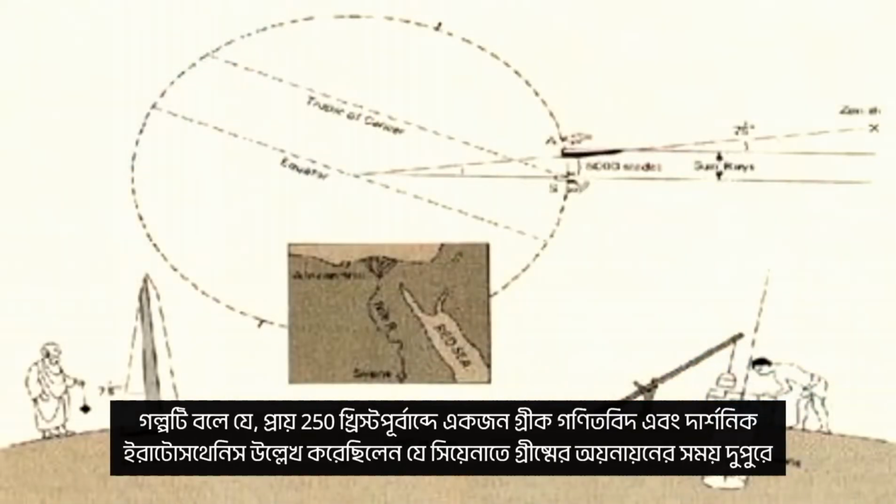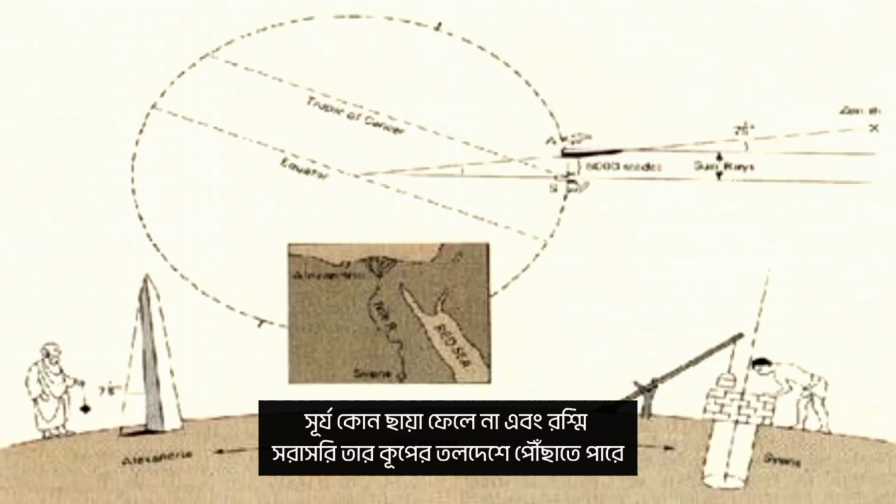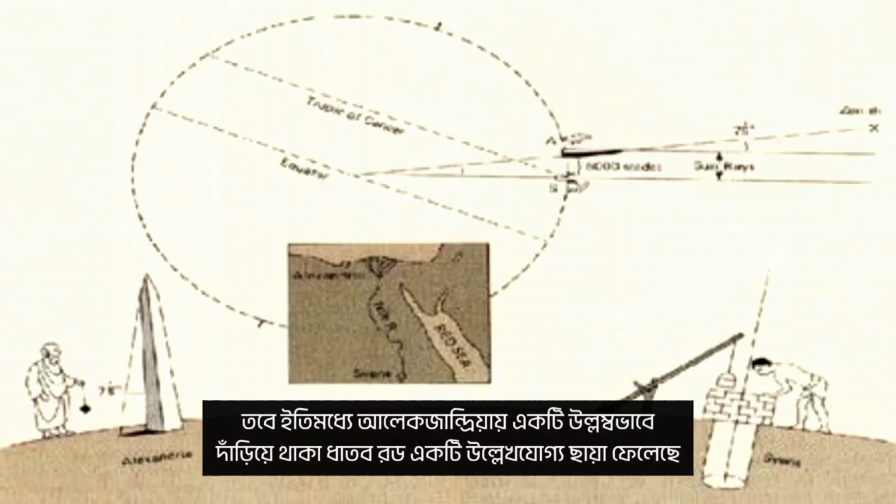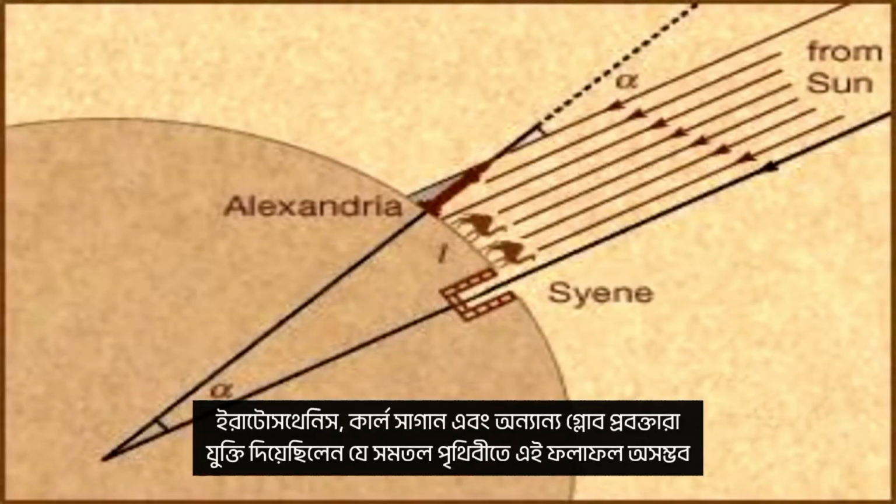The story goes that around 250 BC, a Greek mathematician and philosopher named Eratosthenes noted that at noon, during the summer solstice in Syene, the sun cast no shadow, and the rays could reach straight to the bottom of his well. Yet, meanwhile, in Alexandria, a vertically standing metal rod cast a significant shadow. Eratosthenes, Carl Sagan, and other globe proponents reasoned that this result is impossible on a flat Earth.